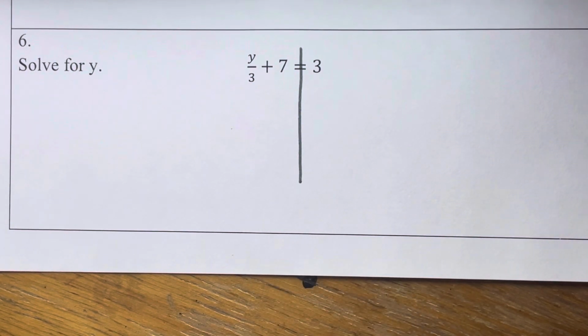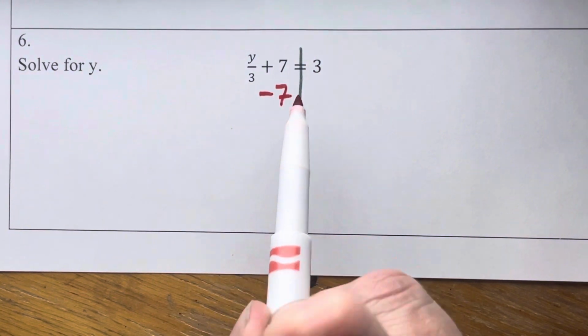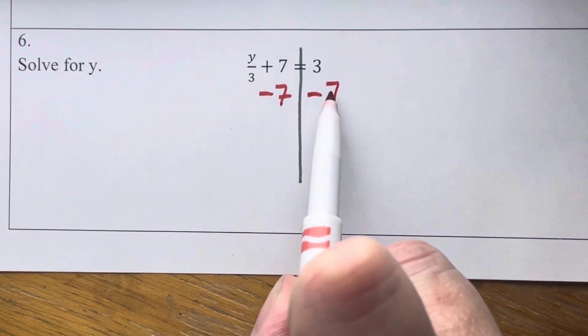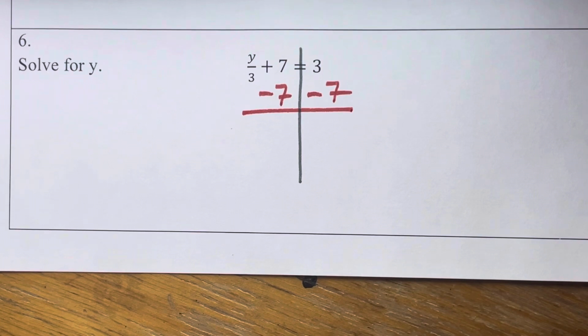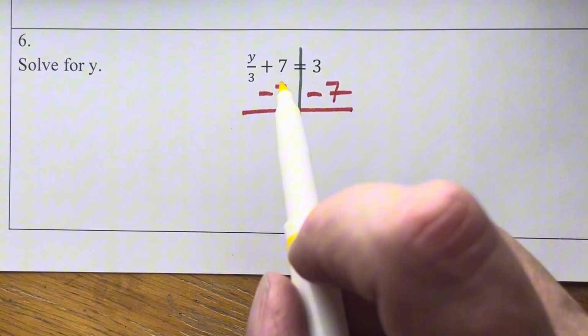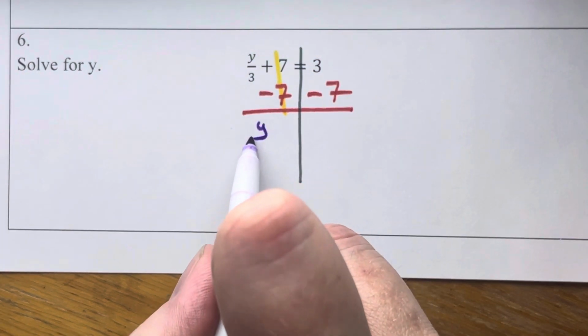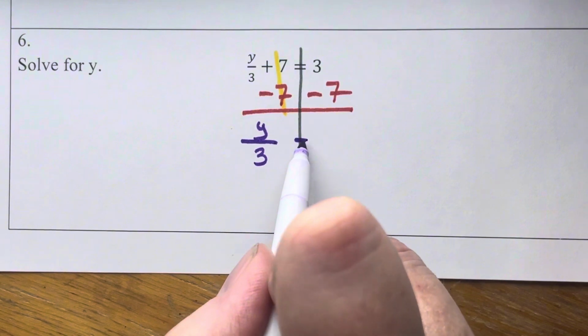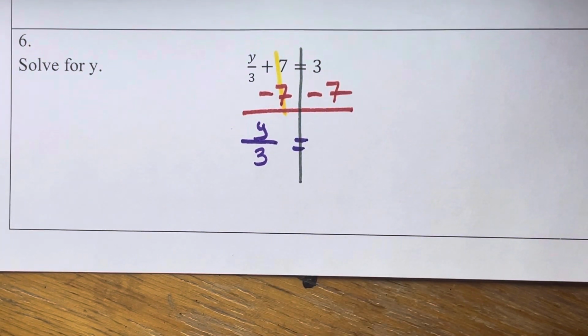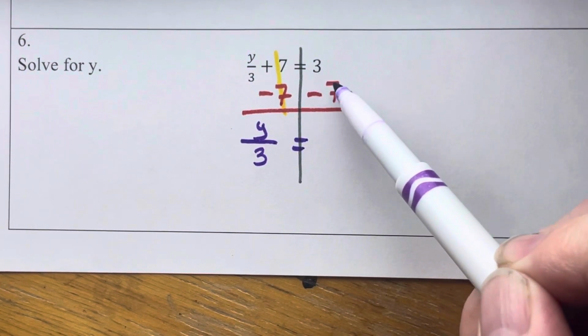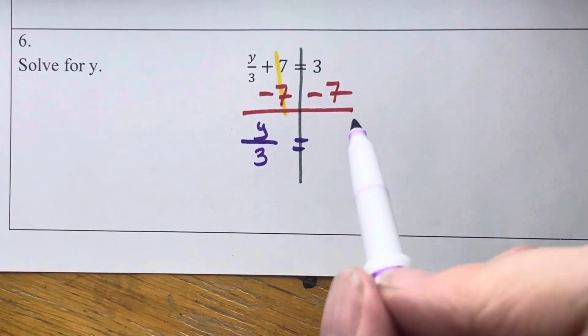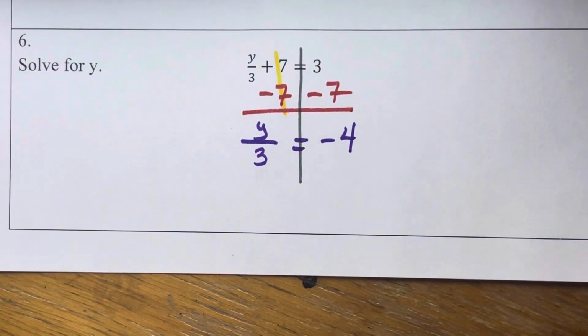So we're going to subtract. We're going to do its opposite on both sides of the river, allowing those 7's on the left side of the river to cancel out, creating just a simple y divided by 3 on the left, and the difference of 3 and 7, so 3 minus 7, which is negative 4 on the right.